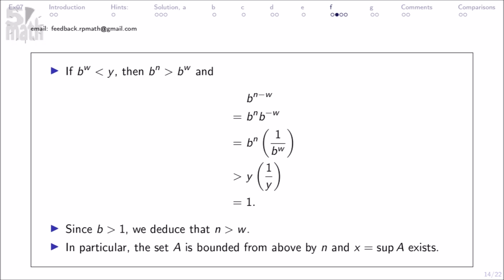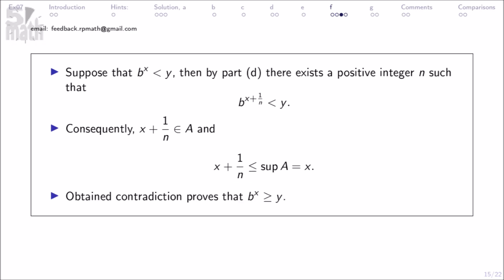If b to the w less than y, then b to the n greater than b to the w, and b to the n minus w equals b to the n times b to the minus w equals b to the n times 1 over b to the w greater than y times 1 over y equals 1. Since b greater than 1, we deduce that n greater than w. In particular, the set A is bounded from above by n, and x equals supremum A exists.